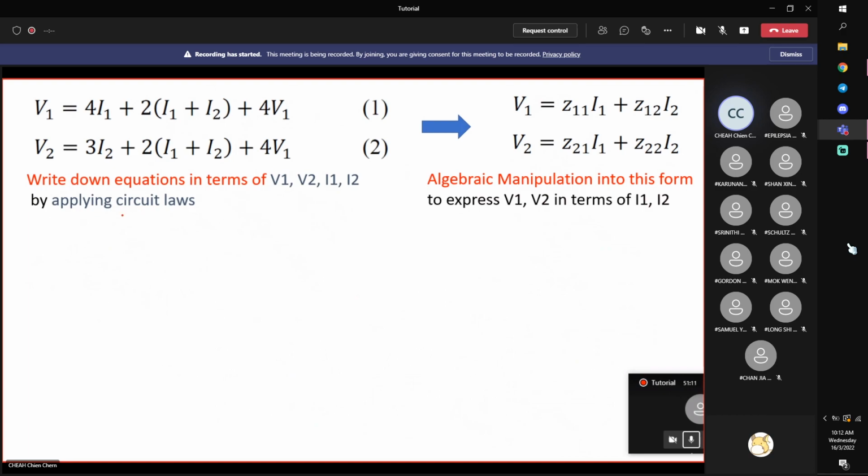First, we use circuit theorems to write down the equations, same thing with V1, V2, but in terms of the 4 variables. Then we write down the desired forms and see how we can rearrange this equation into the desired form. For example, I would now start with equation 1 because here I have V1, I1 and I2.